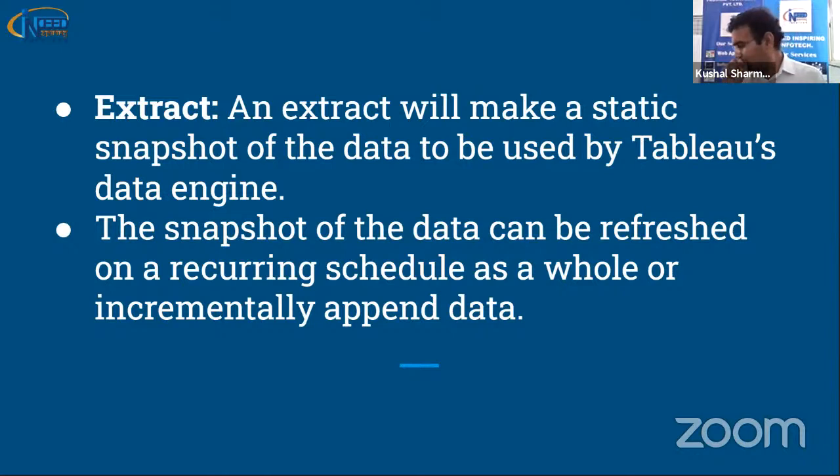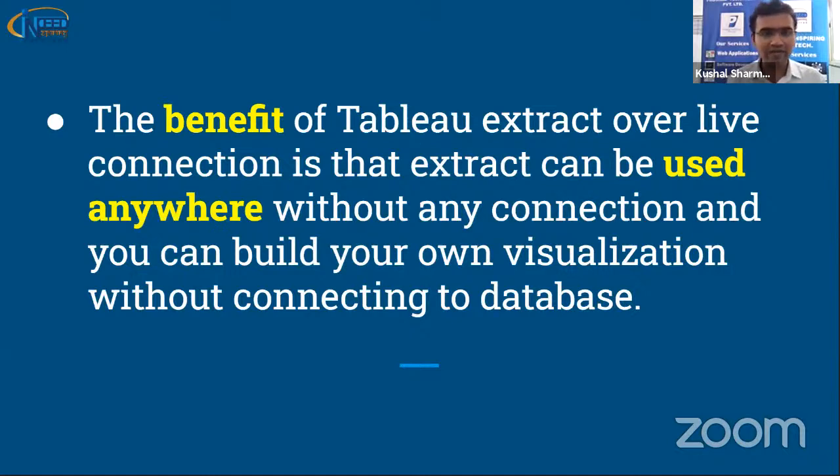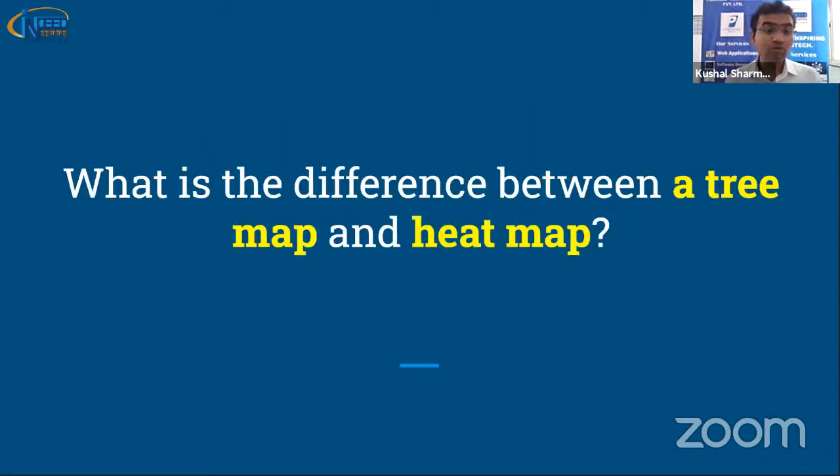Let's say we had 1000 records. In extract, 1000 records will be extracted, and now even if your data source is offline, from where the data is coming, you can still work with the extract. So this is the benefit of extract over live: once you have extracted, the data source can be relaxing, and you can keep on working with it. So these are the ways you can fetch data into Tableau. Now moving ahead, what is the difference between a tree map and a heat map?